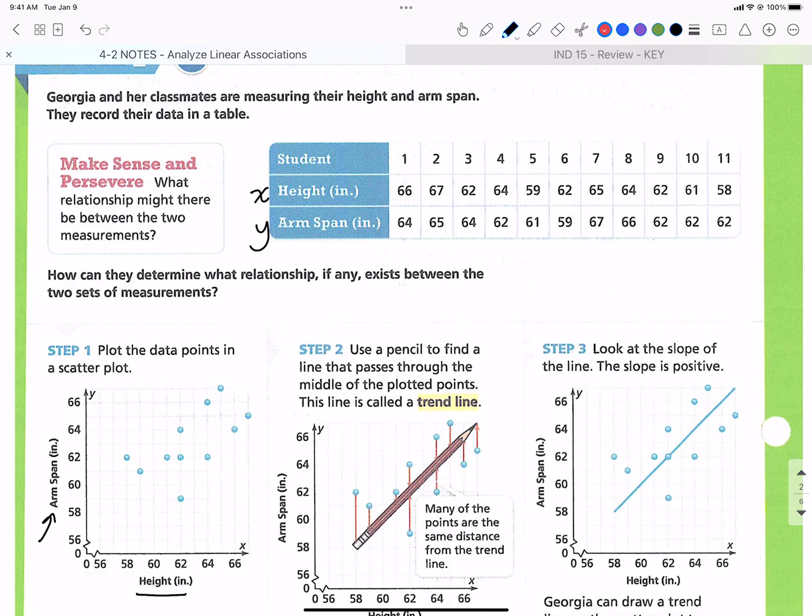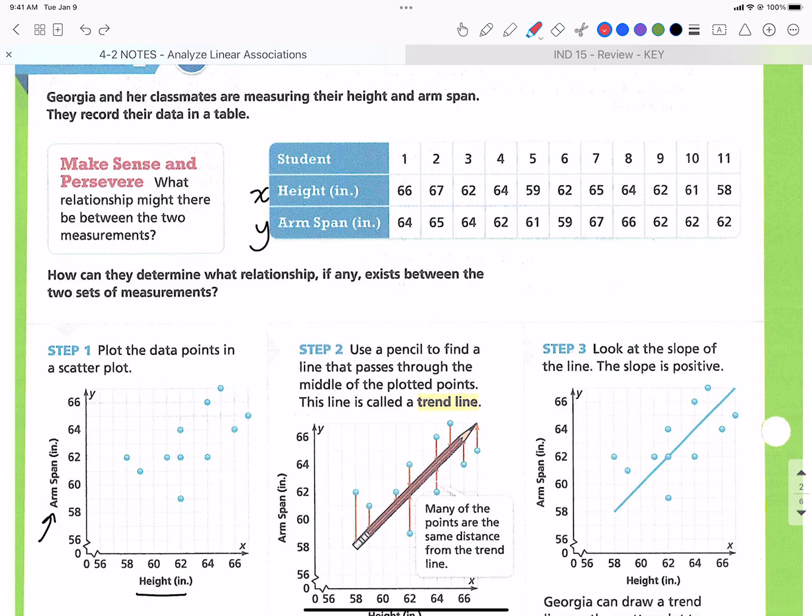Now, we did this in our notes yesterday. Yesterday, when I was talking about negative or positive association and I was running my highlighter up this way, basically what I was doing was drawing a trend line. Okay, your trend line needs to go through the middle of your data, and it needs to rise at the same rate that your data rises.